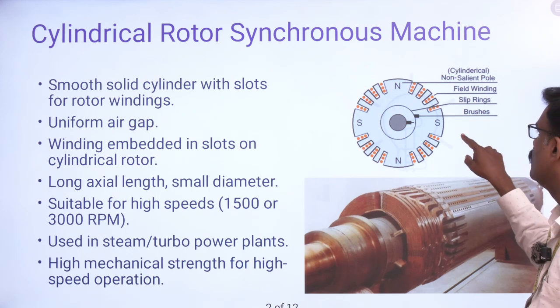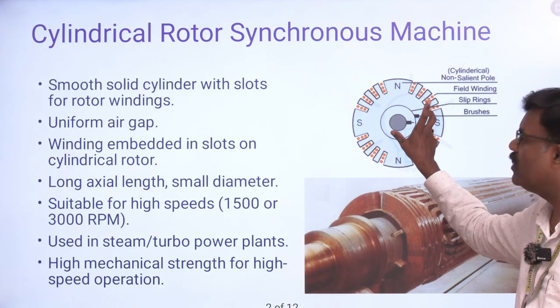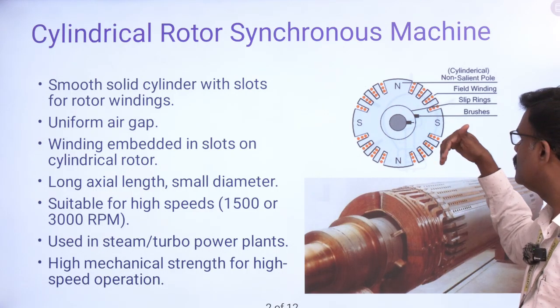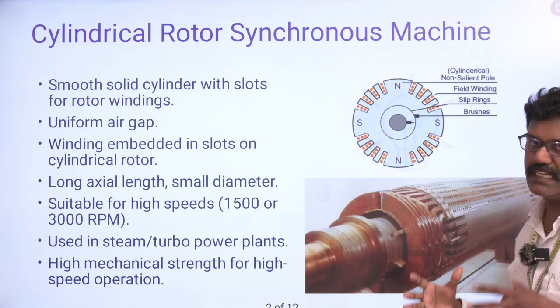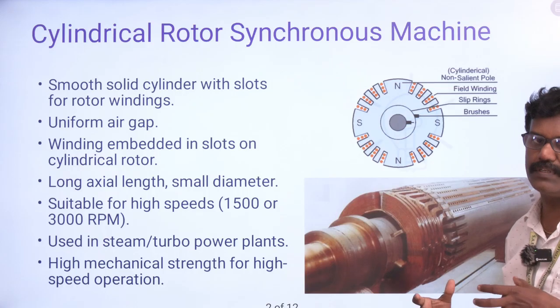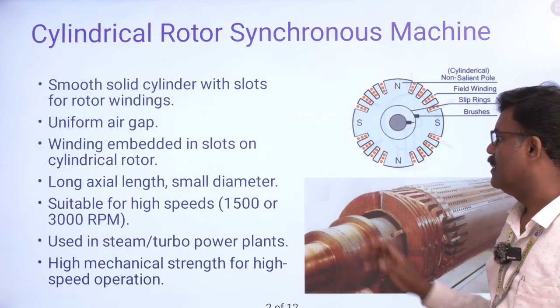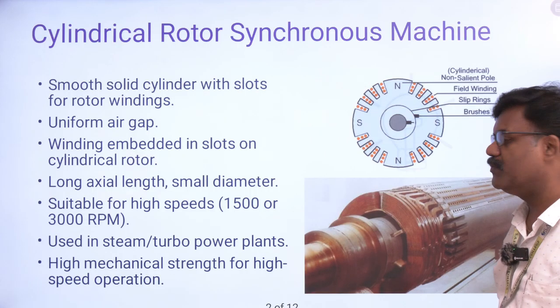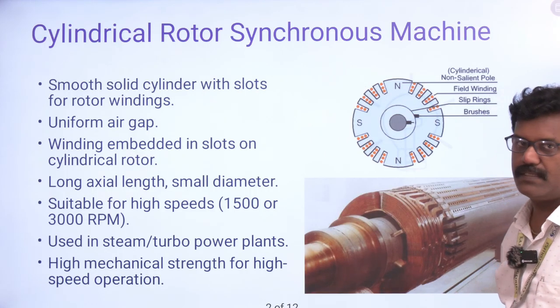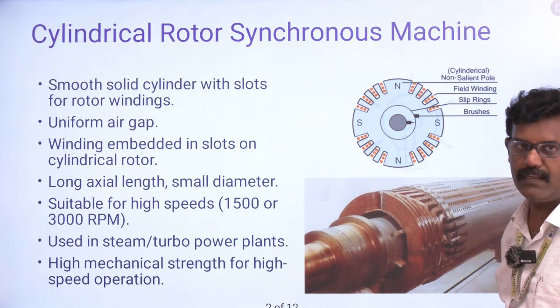Then it has a small diameter and long axial length. Due to this construction, it is used in very high speed machines like 1500 RPM to 3000 RPM machines. For example, it is used in steam or turbo power plants. Then it has very high mechanical strength.